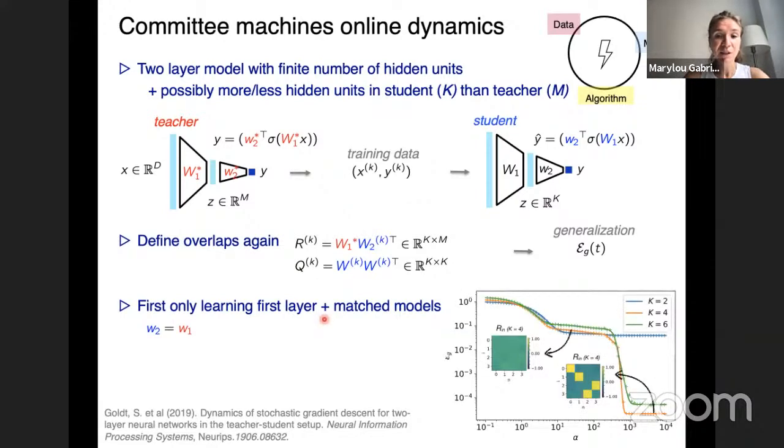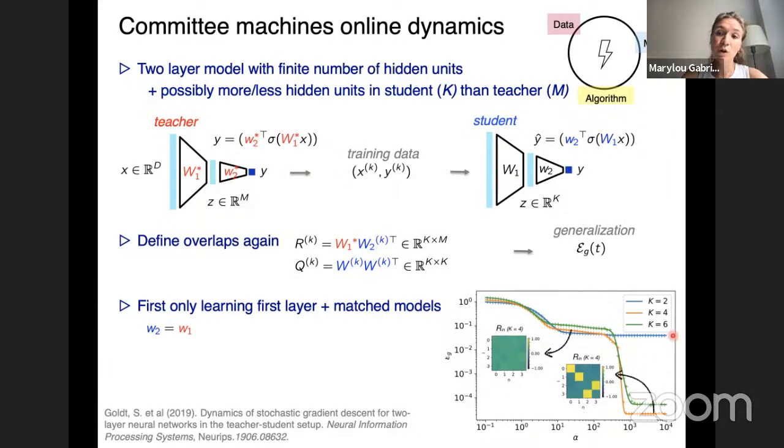And what we see here is the generalization error as a function of the time of training, or the size of the training set, for a matched teacher and student, here for different values of K. So the asymptotic generalization error is going to decrease as we increase the value of K. And also we are going to observe those plateaus that are then escaped.